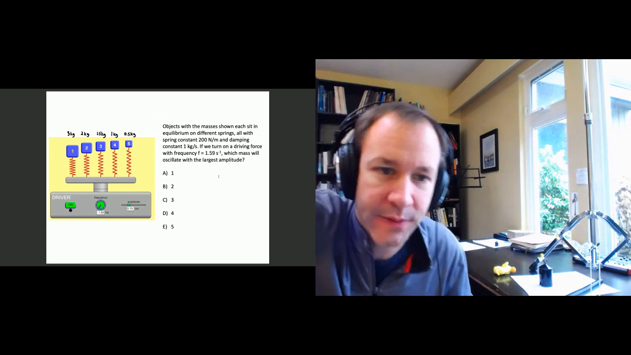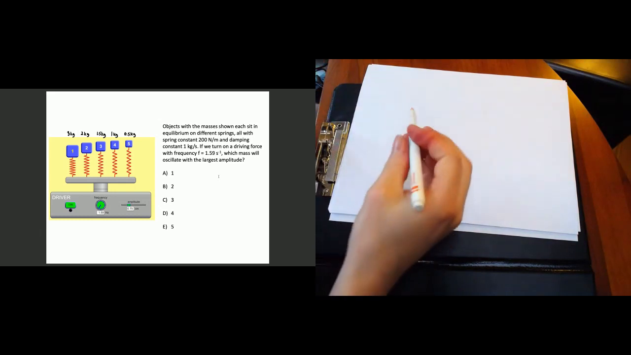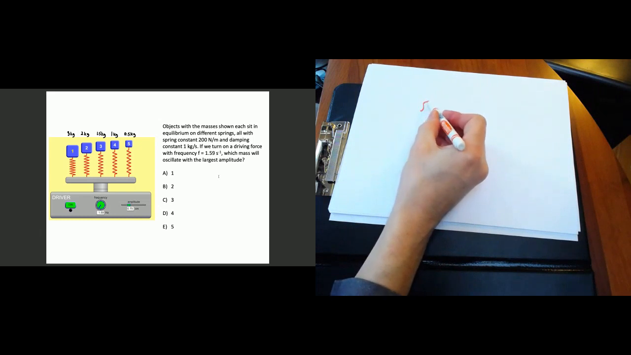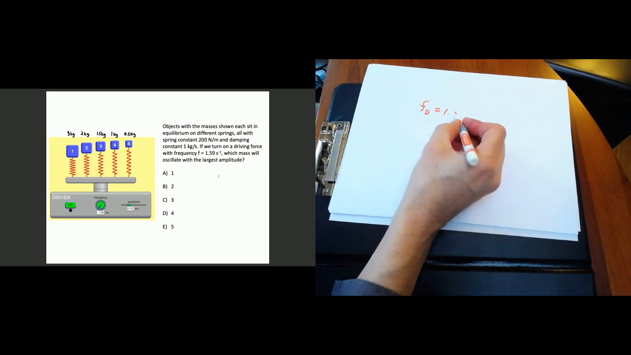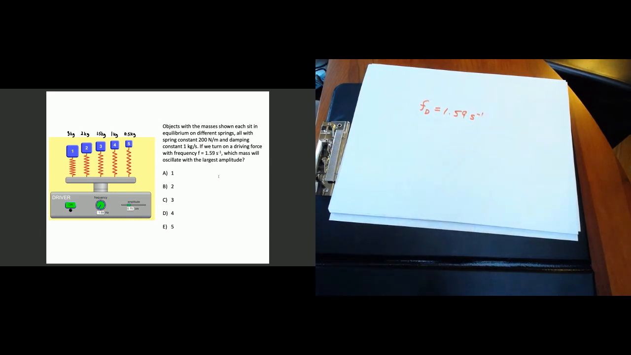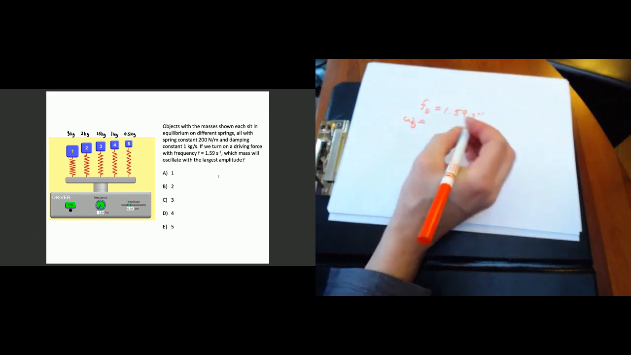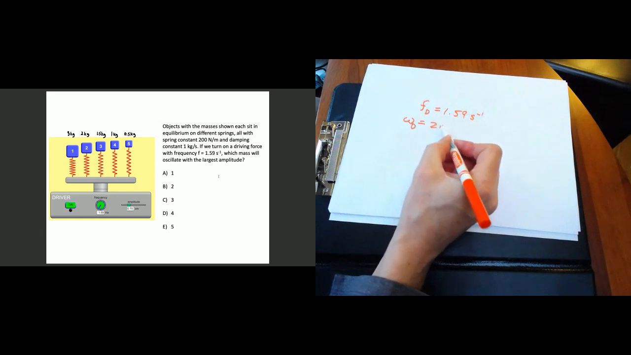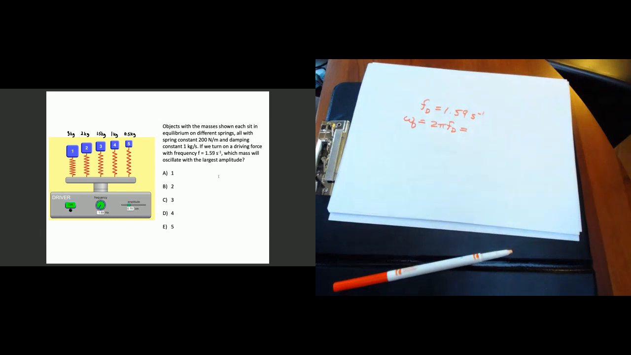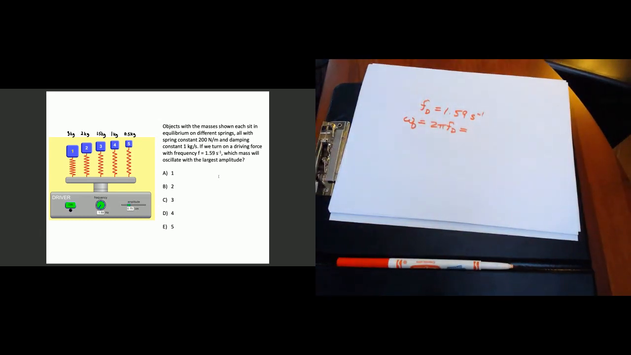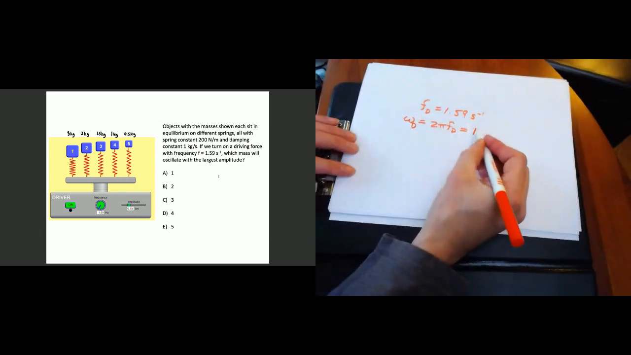Okay, so let's bring this over here and now we'll work out this question. What we're told is that the driving frequency is equal to 1.59 inverse seconds. So first we can calculate the angular frequency that we're driving this at. That's just 2 pi times the regular driving frequency. Let me work that out on my calculator: 2 times 3.14 times 1.59, and that works out to almost exactly 10 inverse seconds.